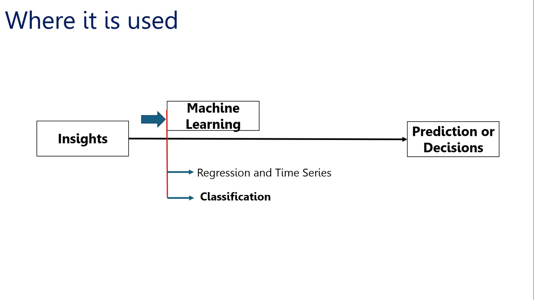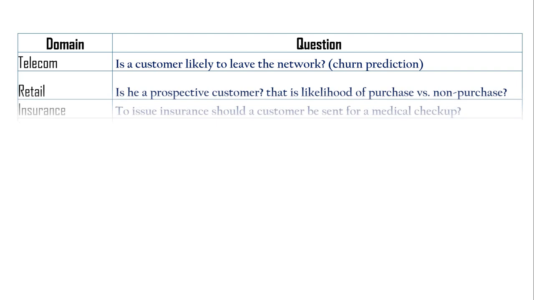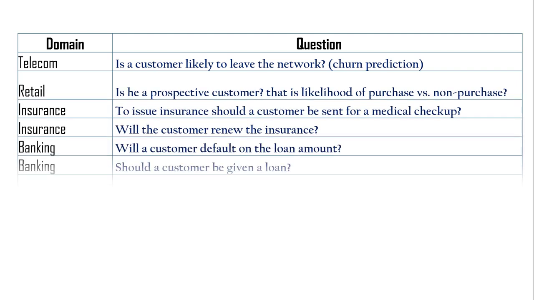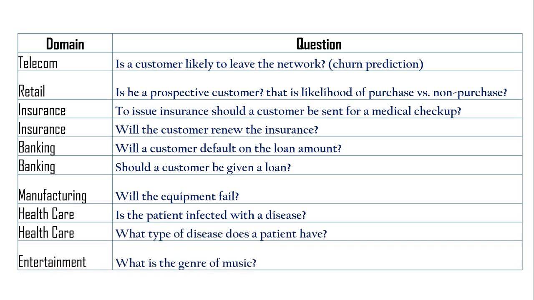And next we have classification. There are a lot of applications in classification. You might know most of the cases where a classification model is used, like telecom, retail, insurance, banking, manufacturing, healthcare, entertainment, etc.